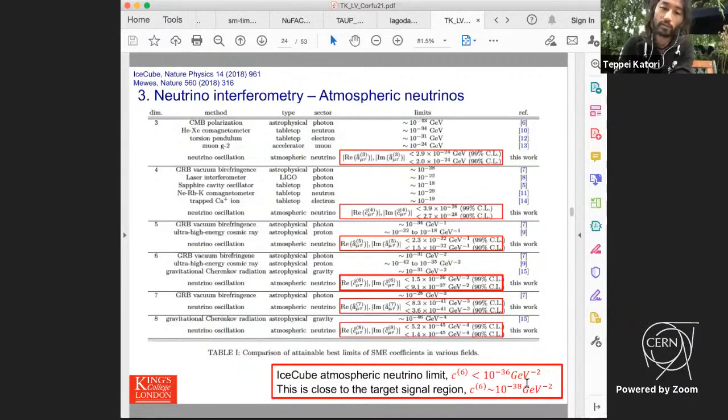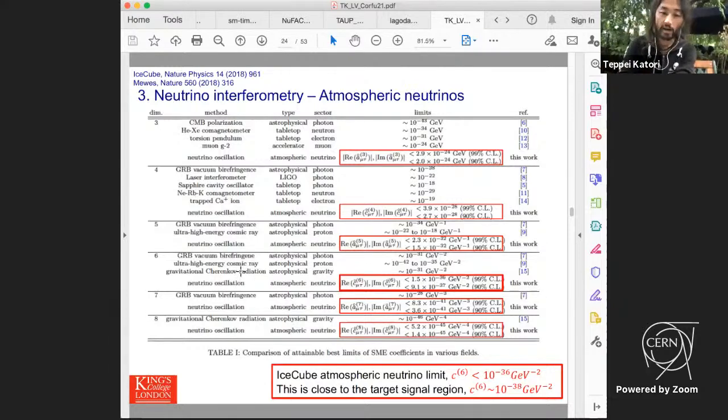So if you look at a lower dimension, like dimension 3 and dimension 4, the tabletop experiment is better. Especially the famous one is the co-magnetometer. This co-magnetometer is known to have very high precision, about 10 to the minus 34 GeV. Right, and dimension 4 is also the co-magnetometer.